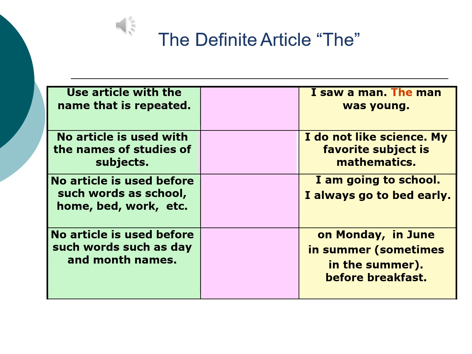No article is used before such words as school, home, bed, work, etc. I am going to school. I always go to bed early. No article is used before such words as day and month names: on Monday, in June, in summer, sometimes in the summer, before breakfast.